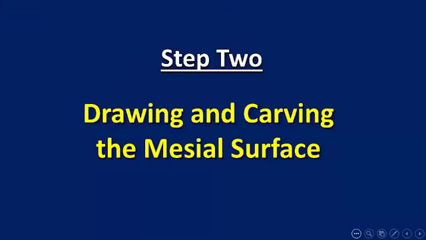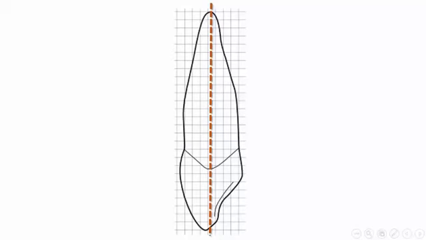Step 2. Drawing and carving the mesial surface. This is the mesial aspect of the maxillary canine. The bisecting line will bisect the root at its tip, while the incisal edge will be about 1 millimeter labial to this bisecting line.